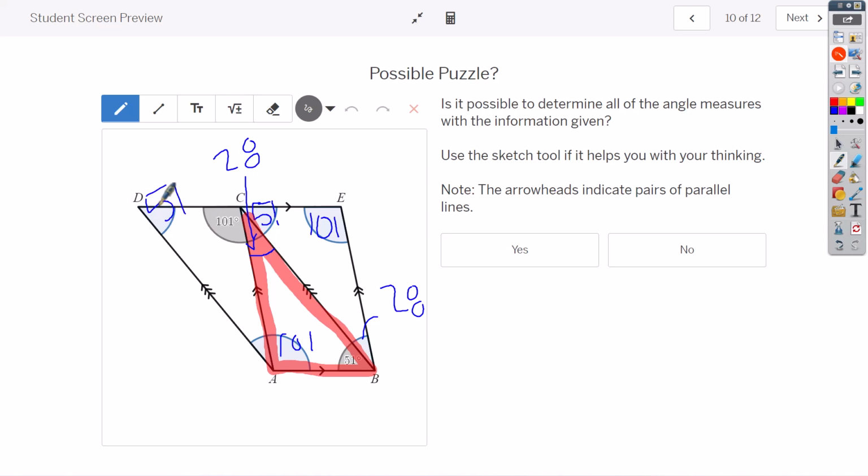And if I know this is 51 and this is 101, if I add those together and subtract from 180, I get 28 degrees again. So I was able to find all of those angle measures just given a couple. So that's the last puzzle that you're going to do, but you can see how all the information about triangles, parallel lines, and straight angles all comes together.